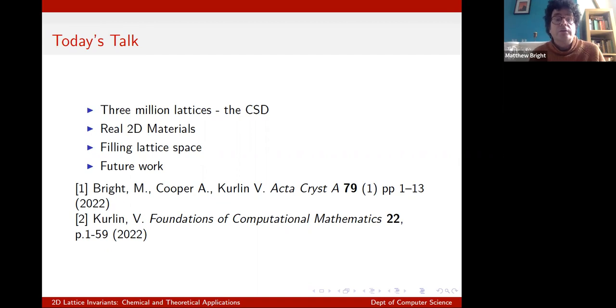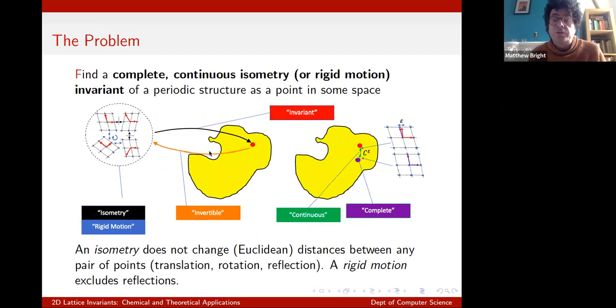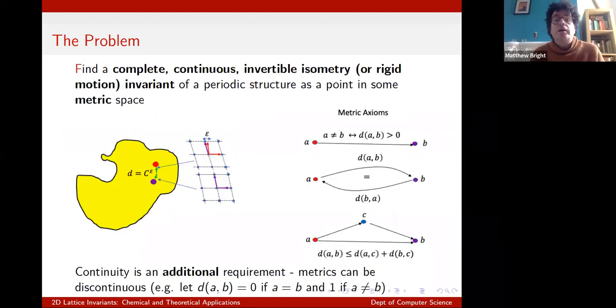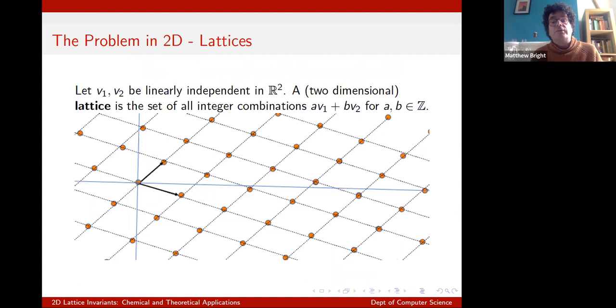Today, though, we are going to talk about how we've applied this to some real data structures. Just as a one-second-per-slide reminder, we're looking for isometry invariants: a complete, continuous isometry or rigid motion invariant. This diagram explains what all of these things mean in terms of mapping a periodic object to a space and having distances in that space. So it's a metric space, and we've done this for lattices.